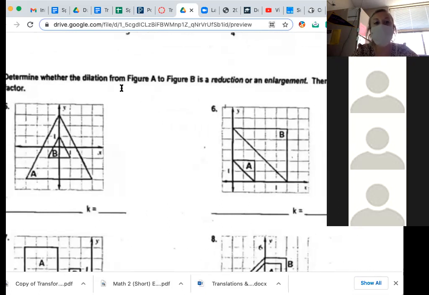All right, let's look at number 6. It says, determine whether the dilation from figure A to figure B is a reduction or an enlargement. So people at home, if you were not able to print this, that's totally okay. If you want to draw it in your notes, you can. If not, just pay attention. So determine whether the dilation from A to B is a reduction or enlargement. So look at A. If A turns into B, did we make it bigger or smaller? Bigger, so that is an enlargement. Very good.